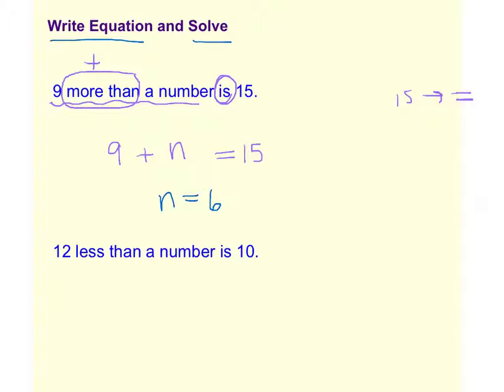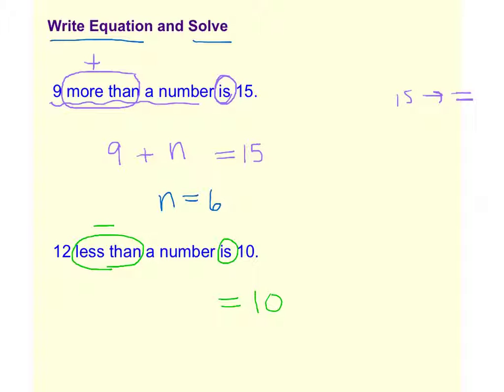All right, next example. 12 less than a number is 10. So there's the "is," our equal sign. So we know that 12 less than a number is going to equal 10. So "less than," that's going to be our operation: addition, subtraction, multiplication, or division. If you are 12 less than something, that does mean that you're going to subtract off. So we're going to use subtraction on this.